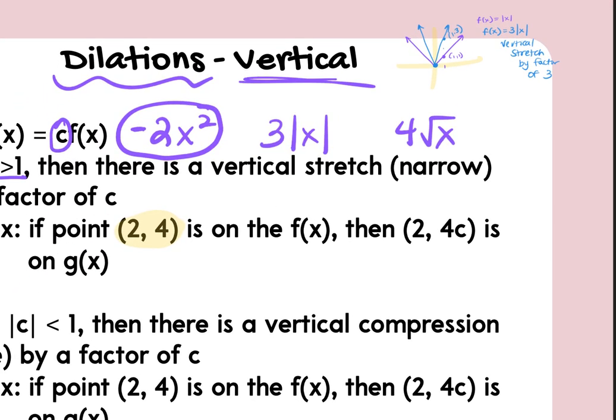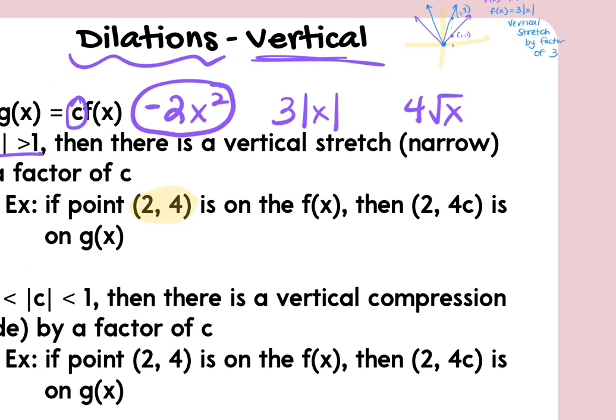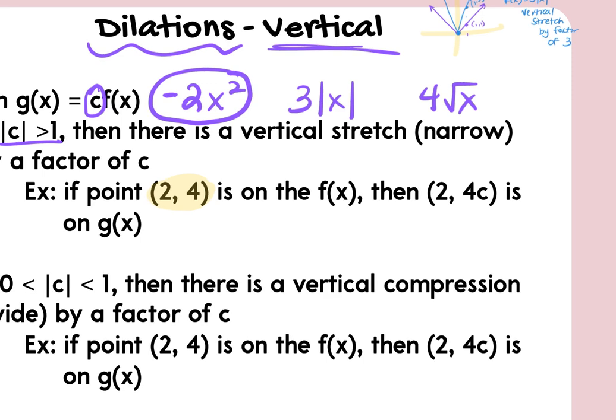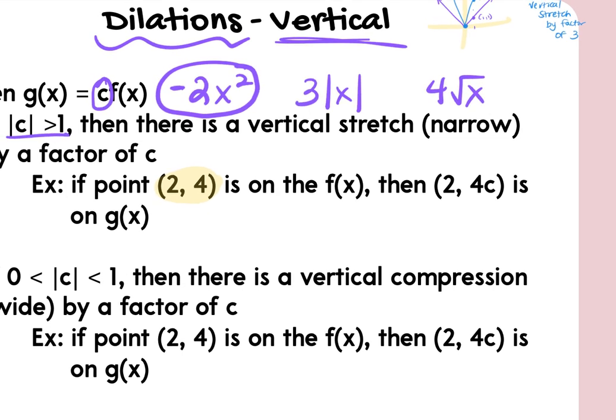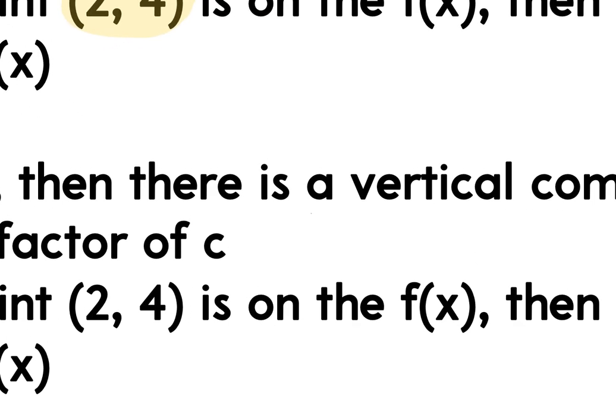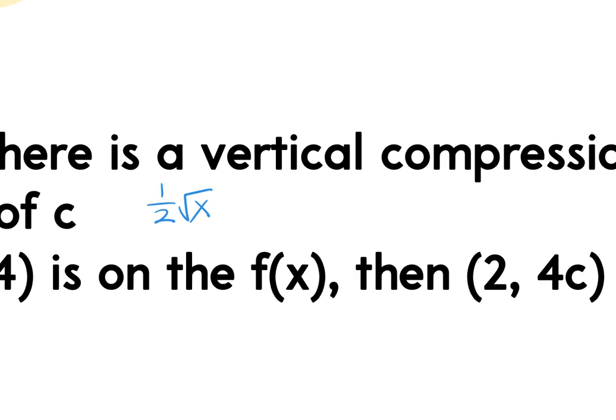If the value on the front of your function is between 0 and 1, or the absolute value of it, again, we're ignoring the sign, then it's called a vertical compression. It's as though the ceiling and the floor are squishing your function from top to bottom. It flattens it out or makes it wider. And it would be the same by a factor of whatever it is. So if this said 1/2 square root of x, then I would say it's a vertical compression by a factor of 1/2.